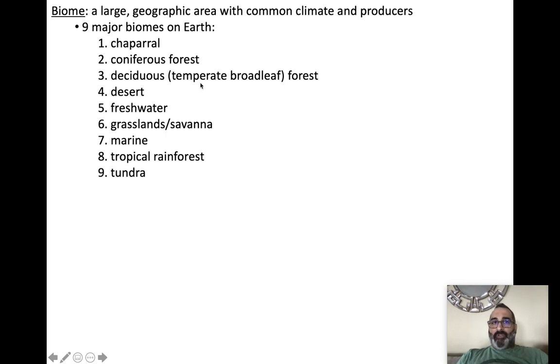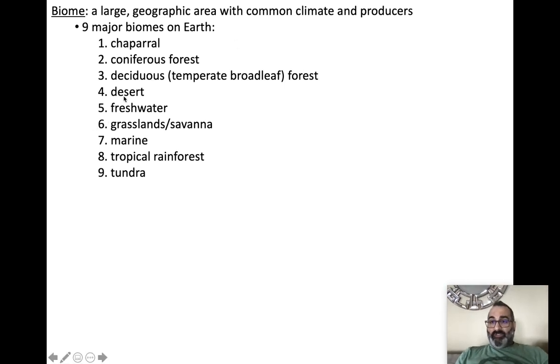There are 9 major biomes on Earth. We're not going to cover them all. I just want you to be aware of what they're called. Chaparral is our biome. That's the only one we're going to go over. The coniferous forest, cone-bearing trees. This is where you like to go, maybe skiing or snowboarding. Deciduous, those are the trees that lose their leaves. You see them in maple leaves. East Coast and Canada is where you see them native to.